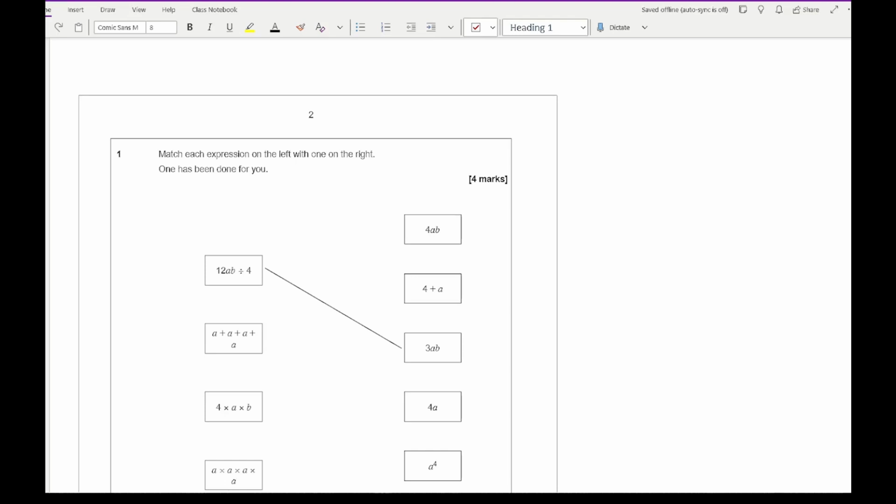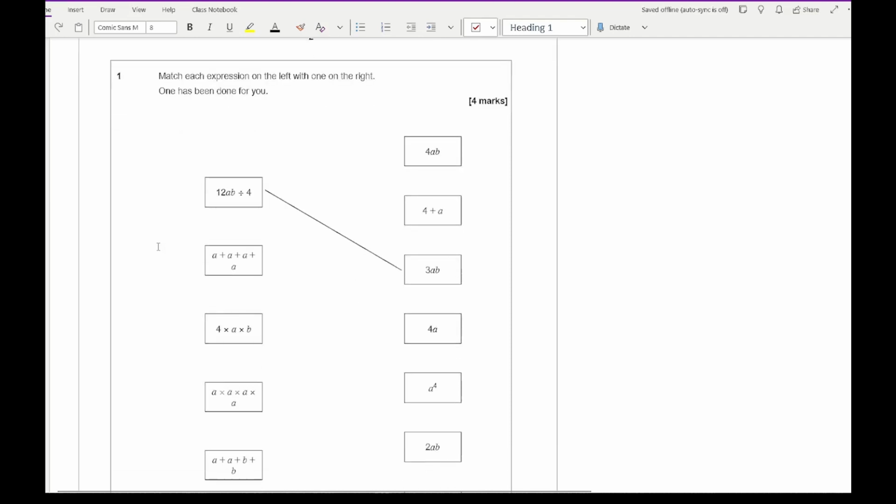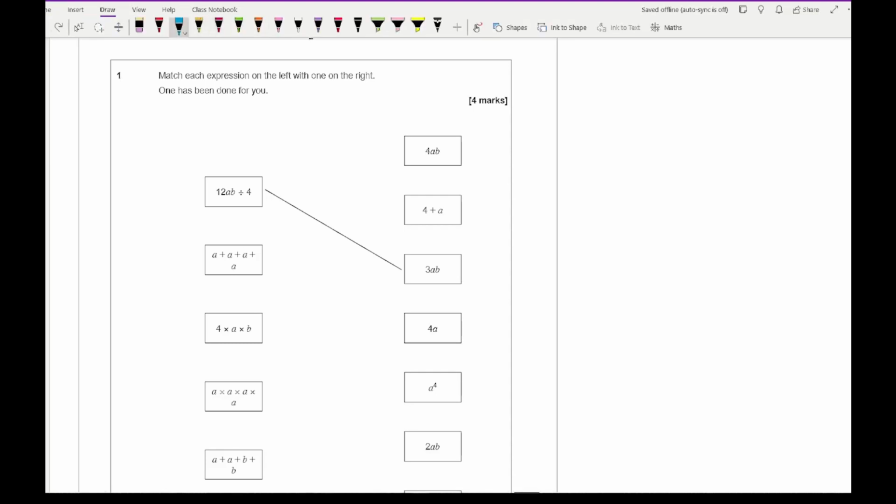So looking at question 1, it says match each expression on the left to one on the right. The first one has been done for you. So all we need to do is remember our rules of algebraic manipulation, collecting like terms and simplifying expressions to find what the answer is going to be. As the first one's done for us, the second one is a plus a plus a. When we're adding, we're just adding the quantities together. So what I can see there is 4a. So the correct answer is going to be the fourth box.